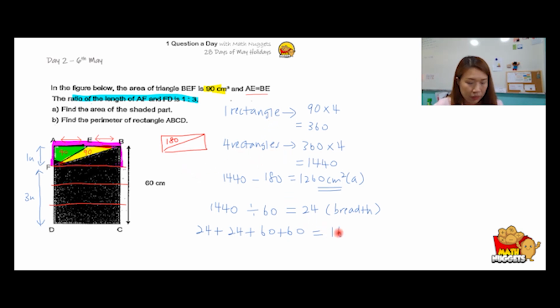So you get 168 cm. This is the answer for part B, the perimeter of the rectangle.